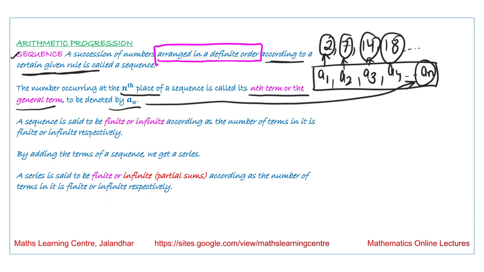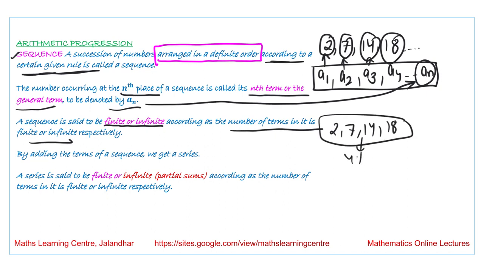Next, a sequence is said to be finite or infinite according as the number of terms it has is finite or infinite. Suppose I am writing 2, 7, 14, 18. There are only 4 terms in this sequence, and we say it is a finite sequence. Whereas when we write the sequence with a 'and so on', the sequence continues in this way, and this kind of sequence is an infinite sequence.